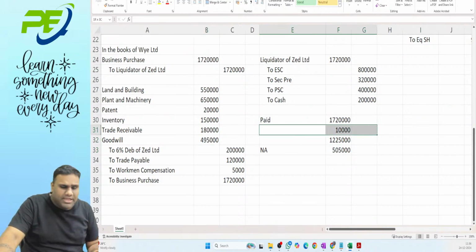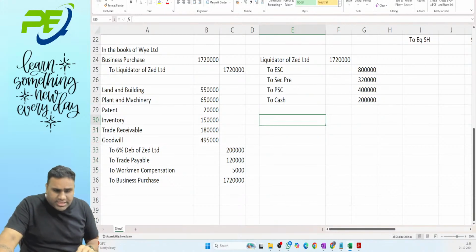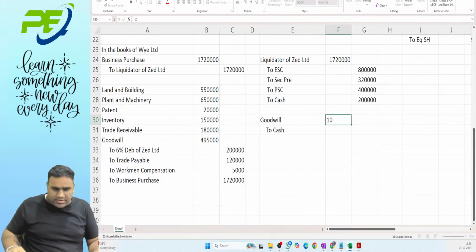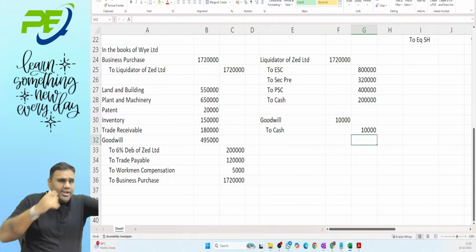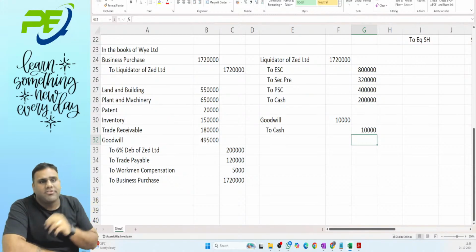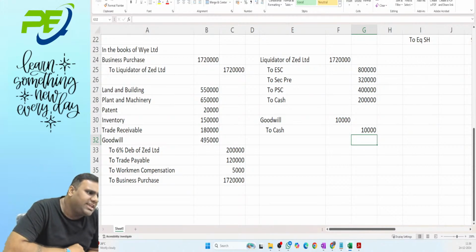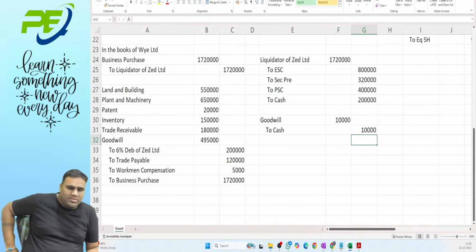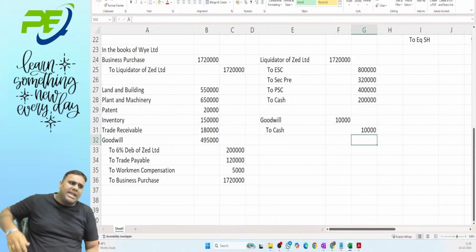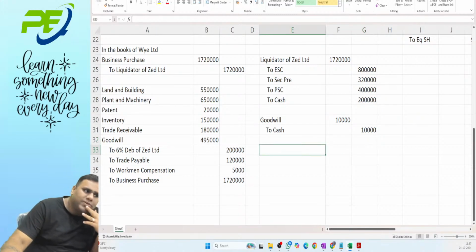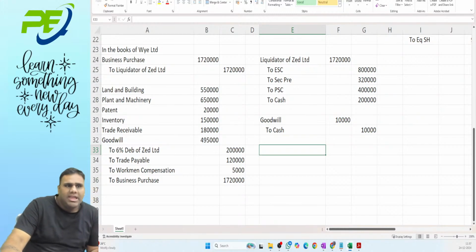But for this 10,000 we will pass a separate entry. For this 10,000, the journal entry will be goodwill to cash, or capital reserve to cash. So everyone, in your journals, point number 5: realization expenses. Goodwill slash capital reserve to cash. Everyone, can I continue?